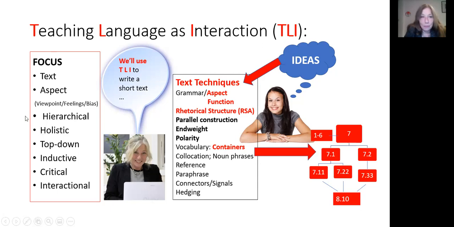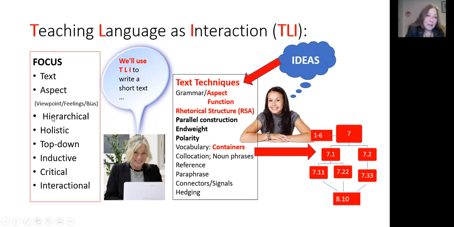So the focus is different, and in TLI, the focus is on the text, not on the sentence, the text and the context. It's also focused on aspect, viewpoint, feelings, bias. So the expression of the students' ideas through the text. Not just ideas, but ideas filtered through them to provide viewpoint and to recognize bias. And of course, they'll have their own biases.